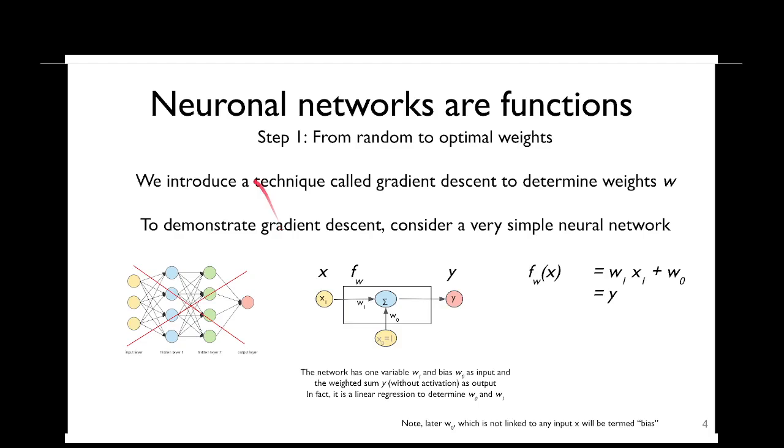So the technique is called gradient descent, and it allows us to find those weights w. And what is very important, we will demonstrate gradient descent here in a very, very simple neural network. So we will not use the complex structure with many input neurons, many output neurons, and many hidden layers in between that we were discussing conceptually so far. But instead, we focus on something super simple.